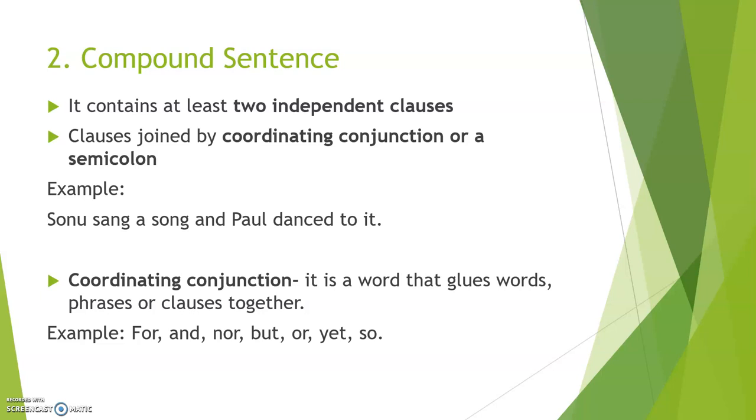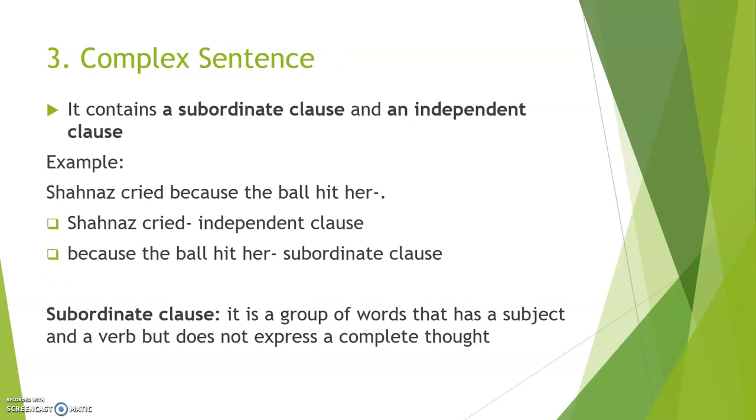Let's look at the example. Sonu sang a song and Paul danced to it. In this sentence, we could see that there are 2 independent clauses. The independent clauses are Sonu sang a song, Paul danced to it. These are the 2 independent clauses, and the coordinating conjunction in this sentence is and. And actually joins these 2 independent clauses together and makes this sentence a compound sentence.